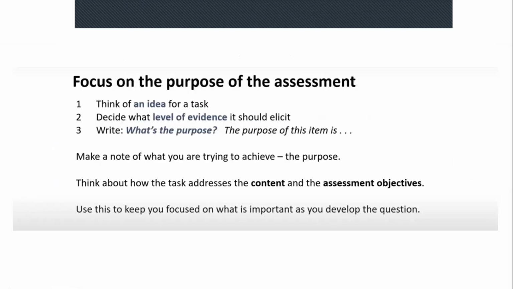You have to focus on the purpose of the assessment. You have to think of an idea, decide what's the level it should elicit, what's the purpose of that item. Make a note of what you want to achieve from this particular item. Think about how the task addresses the content and the assessment objectives. Use this to keep you focused on what is important as you are slowly developing the question. Don't forget your purpose while framing the question. And remember, you will frame the question in alignment with the evidence you are expecting from your pupils.